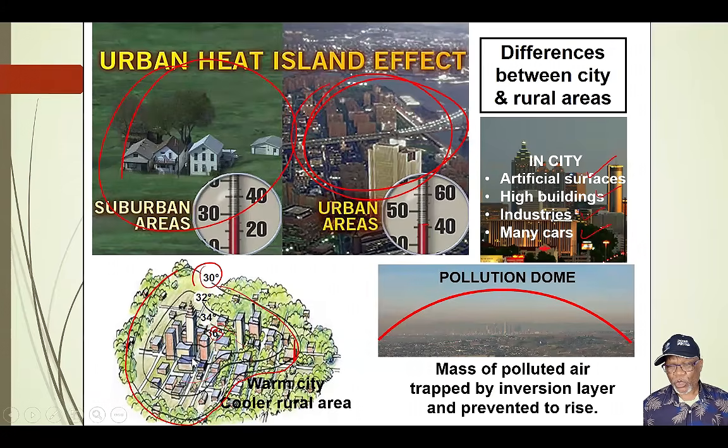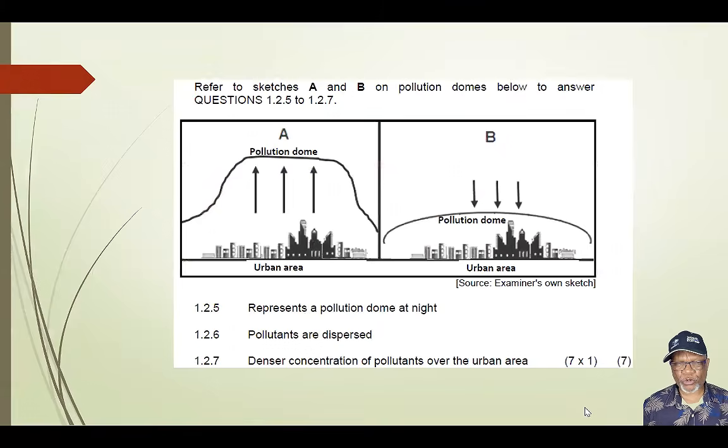And then we have what we call pollution dome. It is easy for people to confuse pollution dome and urban heat island. These are two different things. Pollution dome is the polluted air in the city. You can see there's a pollution dome here, polluted air in the city, but heat island is an urban area that is warmer than its surroundings. But pollution dome is a parcel of polluted air in or around the city. So you must know the difference between the two.